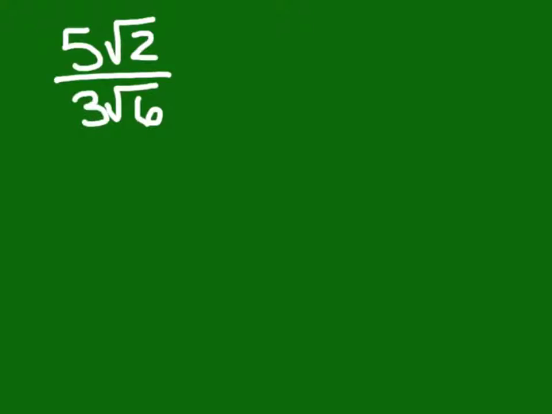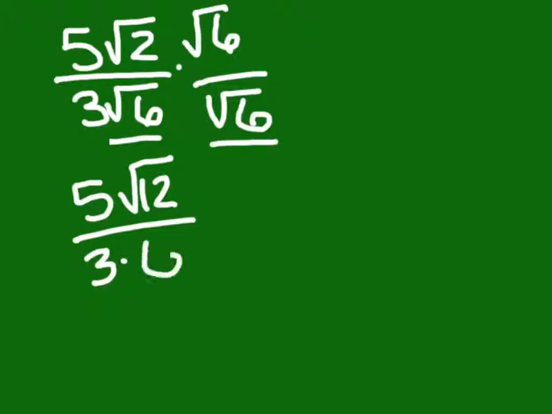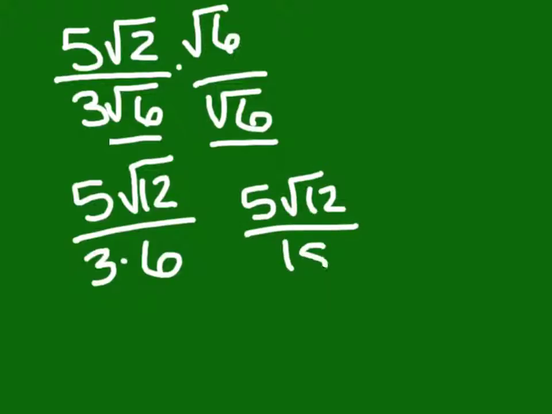So now we have 5 radical 2 over 3 radical 6. Again, we're going to do the same steps as we did yesterday. So we're going to go ahead and start by multiplying by radical 6 over radical 6. So we would get 5 radical 12 over 3 times the square root of 6 times the square root of 6, which is 6. So right now we have 5 radical 12 over 18.